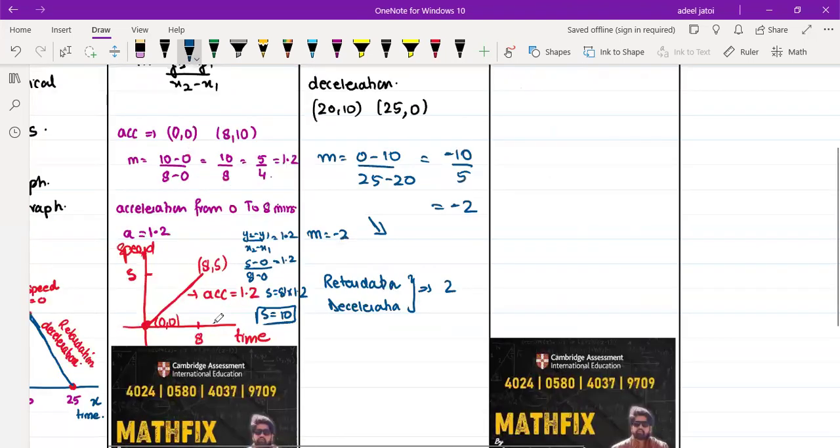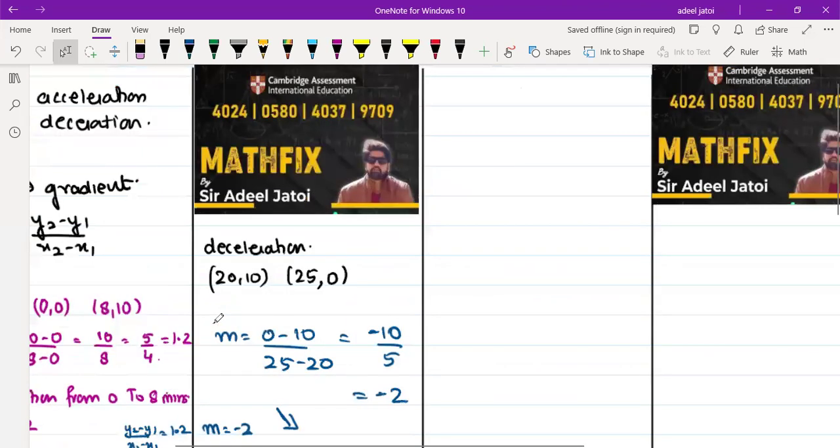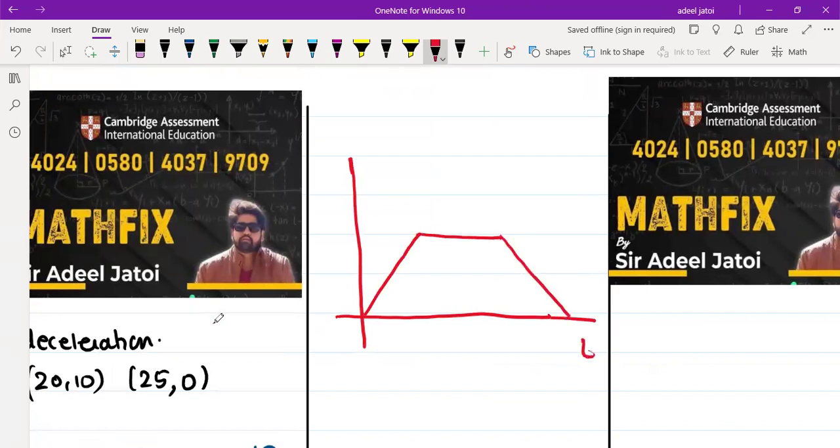Now, there can be a few questions with the help of retardation or deceleration as well. Let's just draw the graph for the further difference. Let's say this is your graph. This is your time, this is your speed. We already knew what we were calculating. This was 25, this was 20, and this was 10. So this is 20, 10. This was 25, 0.